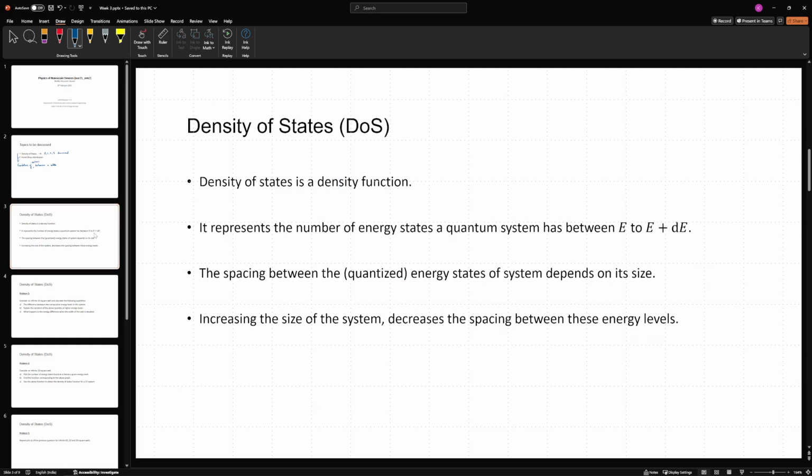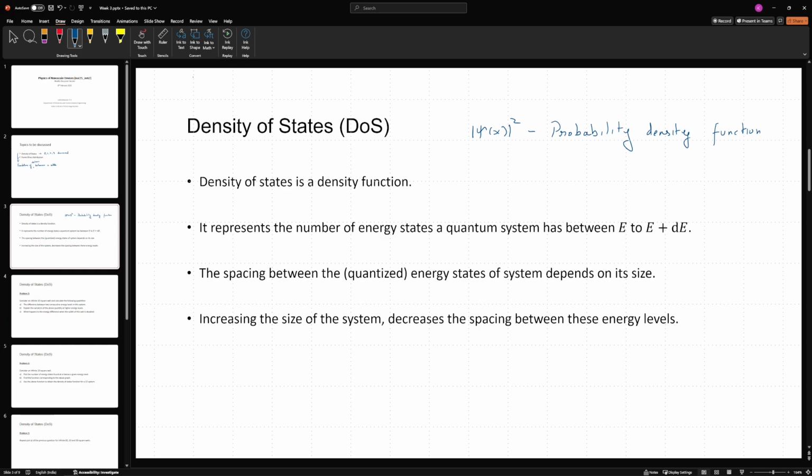Okay. So first we are talking about density of states. Density of states is a density function. So what is a density function? It plays a similar role to the square of the magnitude of a wave function in quantum mechanics. Essentially, mod psi squared x is the probability density function from our first two sessions. Similarly, this density of states is a density function.